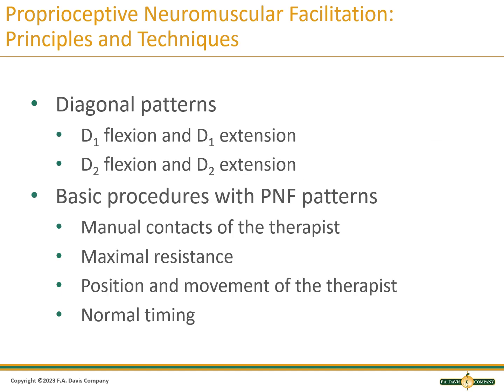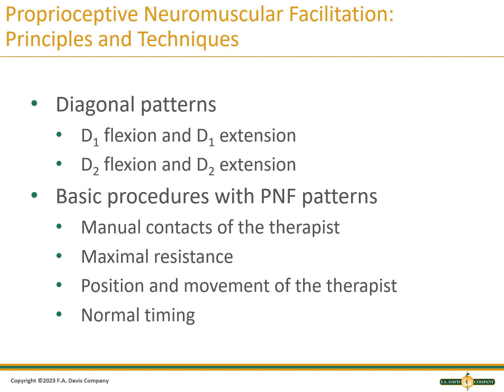We utilize those diagonal patterns because they relate to our functional needs better. And so we have D1 flexion and D1 extension of the upper extremity and lower extremity, and we have D2 flexion and D2 extension of the upper and lower extremity. I will give you handouts for those in class, but again, PNF we will cover more thoroughly in neuro. But for basic procedures with PNF, we want to consider our manual contacts, so we keep our hands over joint lines, trying to avoid muscle belly contact.